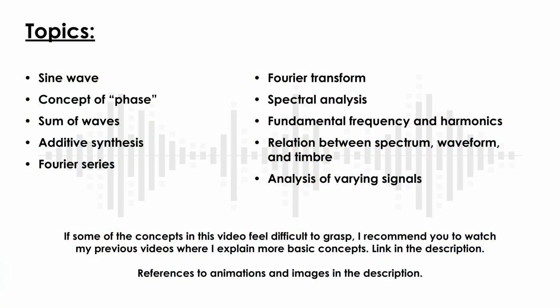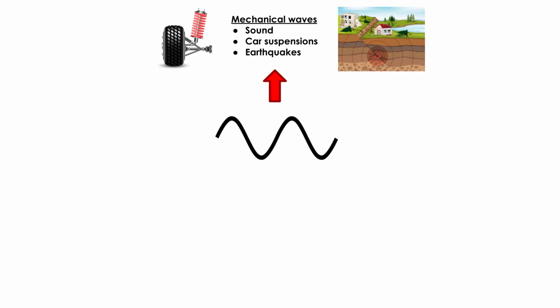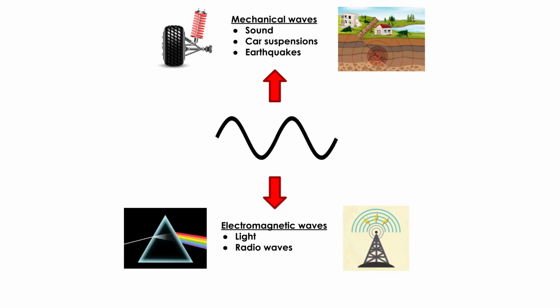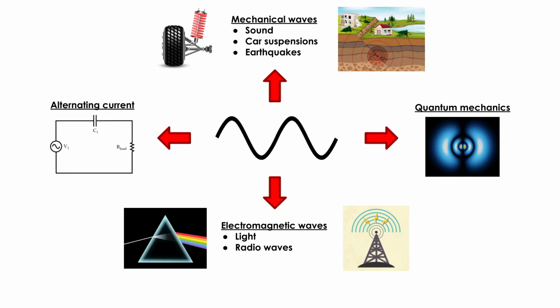In this episode, we will talk about additive synthesis and spectral analysis, also known as Fourier synthesis and analysis. Spectral analysis is a super useful tool to study any vibration phenomenon. That is, not only sound, but also other types of mechanical vibrations such as car suspensions and earthquakes, electromagnetic waves such as light and radio waves, alternating current, and even quantum mechanics. So, the tools that we're going to learn today are actually useful in all of these fields.